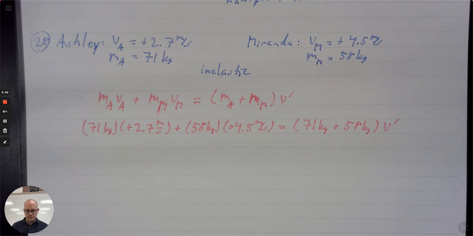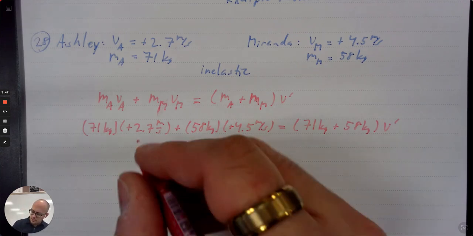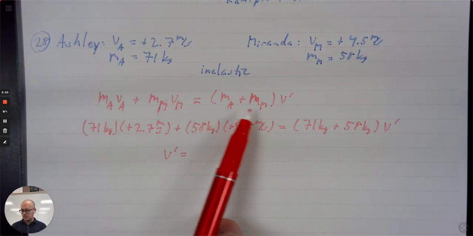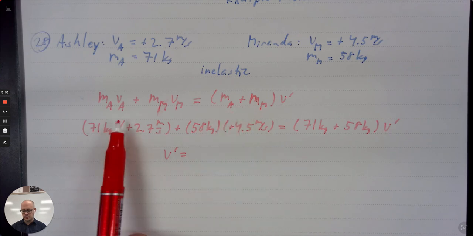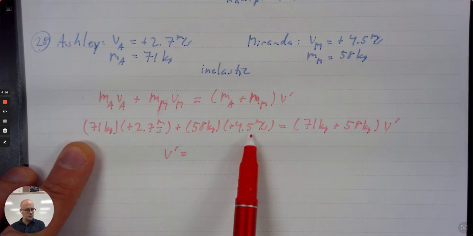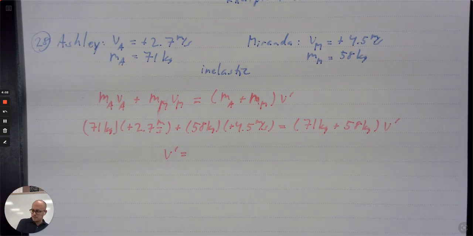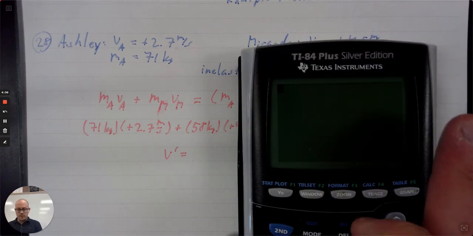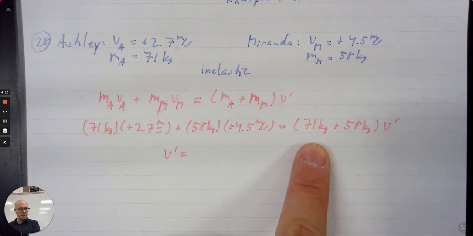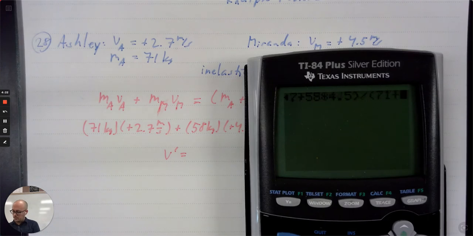I would say at this point in time, you've done enough math that you can just solve it in your calculator right now. But if you wanted to solve everything first, you could leave it symbolically, divide both sides by the sum of their masses. And so the final velocity would be all of this, which is their total initial momentum, divided by their combined mass. So, if you're interested in putting it in your calculator all at once, I would start some parentheses, 71 times 2.7 plus 58 times 4.5. So that's the total linear momentum. And then we want to divide that by their total mass. Their total mass is 71 plus 58.